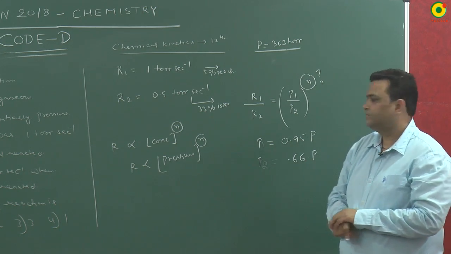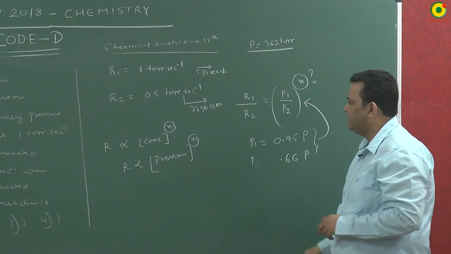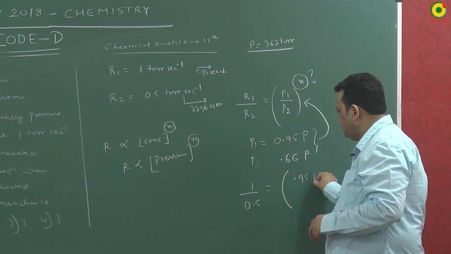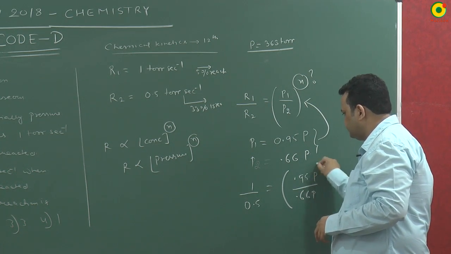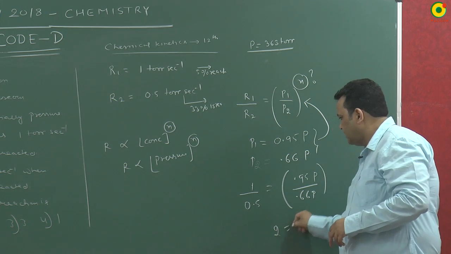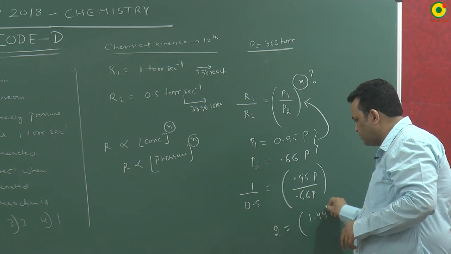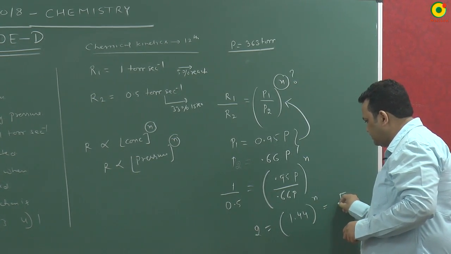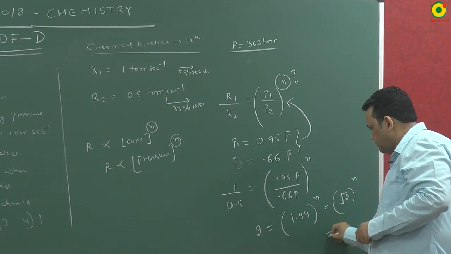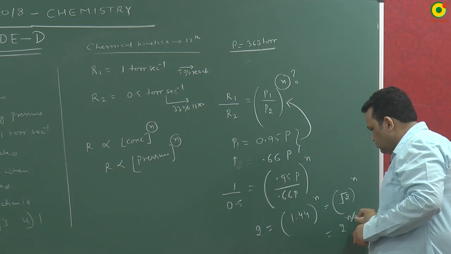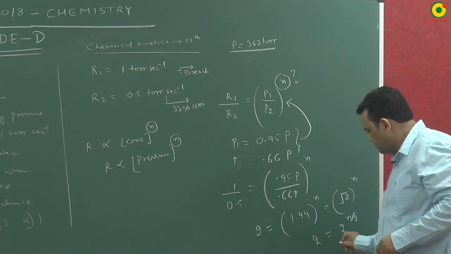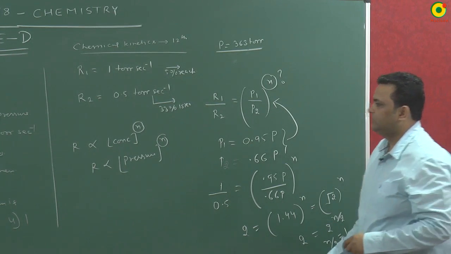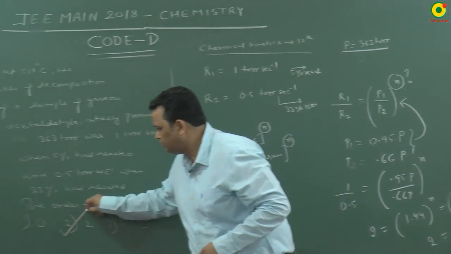P. If I put these two in this formula, then 1 upon 0.5 is equal to 0.95P upon 0.66P. The ratio on the left is equal to 2, and the right ratio is approximately 1.44, raised to the power n. I can write 1.44 as root 2, so (root 2) to the power n, means 2 to the power n/2 is equal to 2, which means n/2 is equal to 1, so the order n is equal to 2. So the correct answer is 2 and the order of reaction is 2.